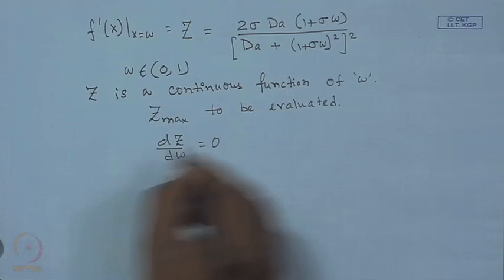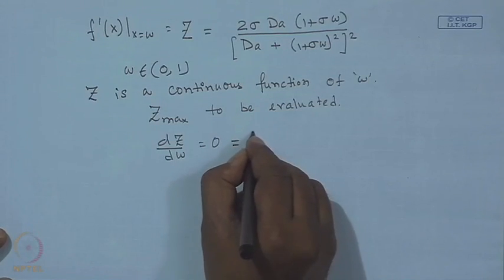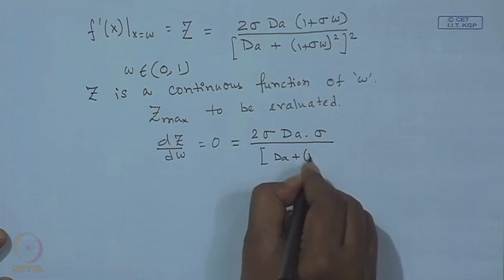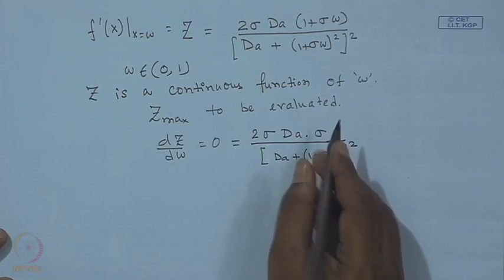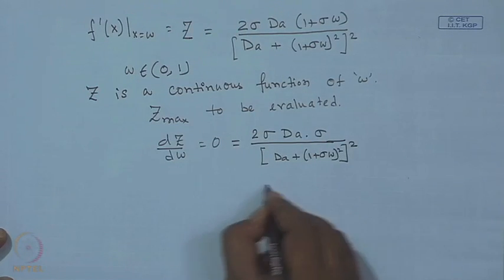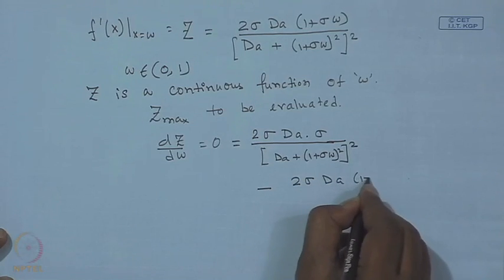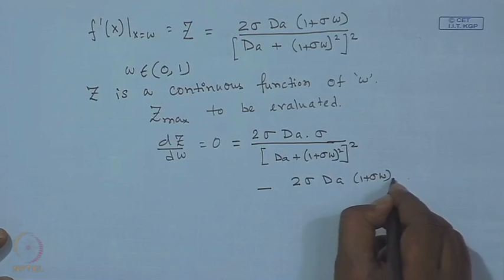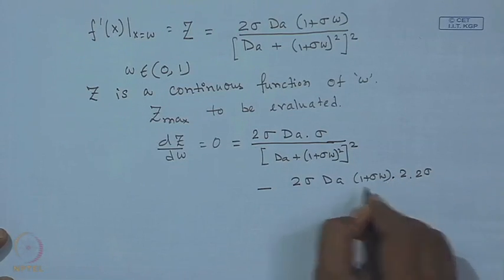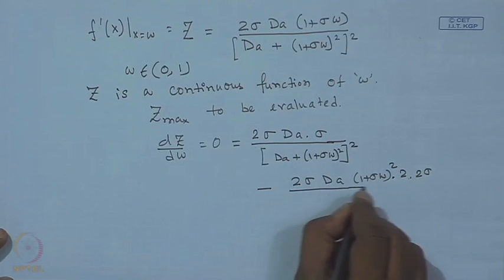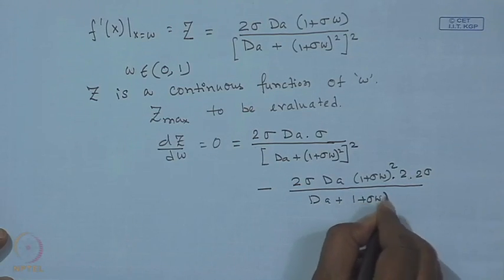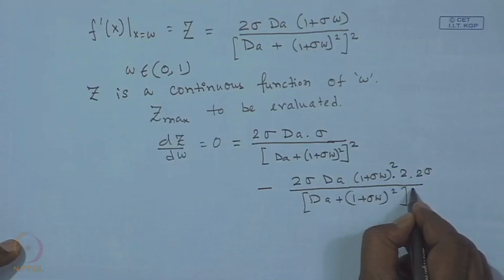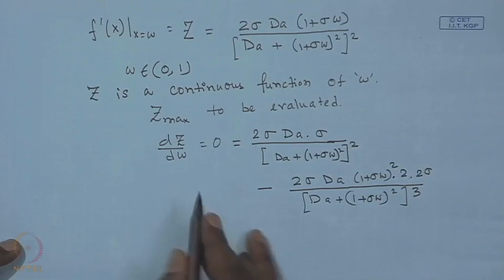If you do that, it will be 2 sigma dA times sigma divided by (dA plus 1 plus sigma w) square, minus one more differentiation for the denominator. The numerator remains constant, so 2 sigma dA (1 plus sigma w) is present there. Next, we will be getting 2 times 2 sigma, and one more (1 plus sigma w) will be coming, with the square of that divided by (dA plus 1 plus sigma w) square. Since we are differentiating, this will be minus 2, so after differentiation it will be minus 3, and the denominator will be a cube. So, we put it equal to 0.